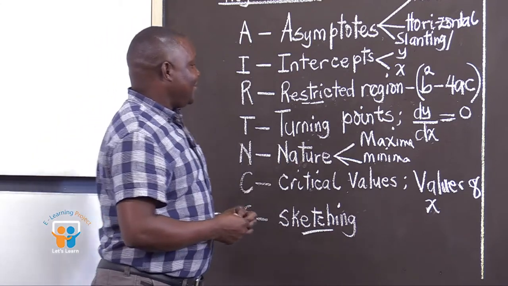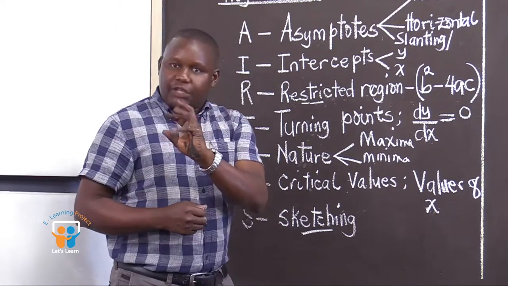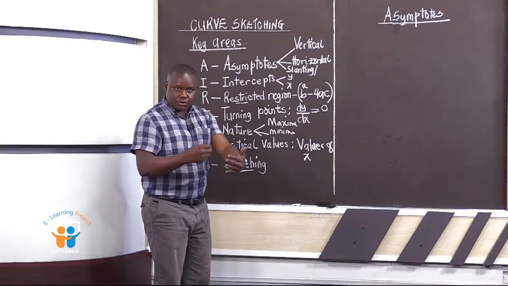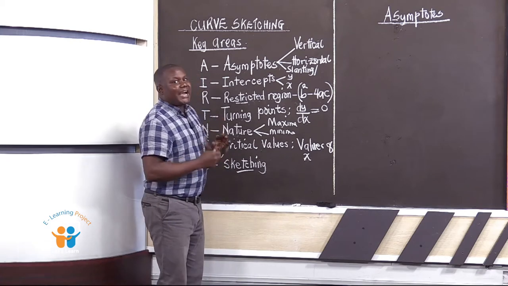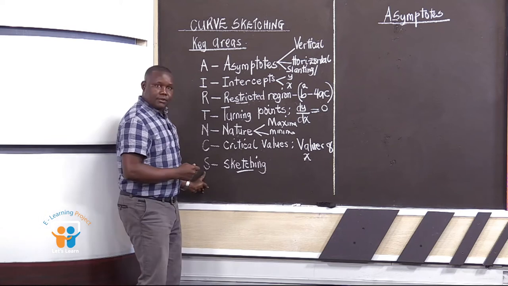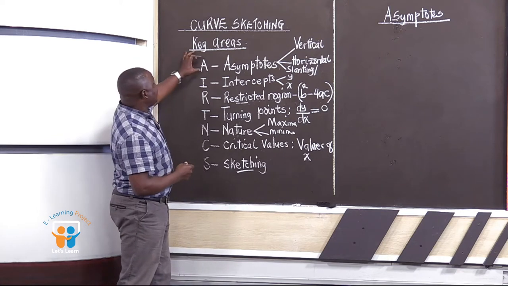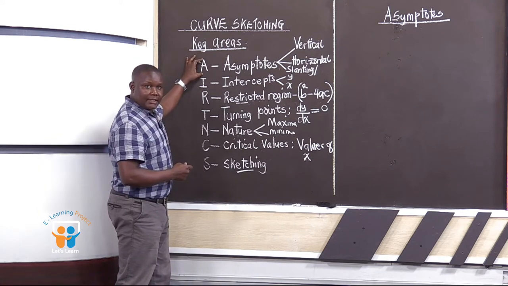Okay. Now, allow me to take you through one of them, slowly by slowly. Are we together? Are you with me? Very good. We are going to start, as we hear in our alphabet, with A.